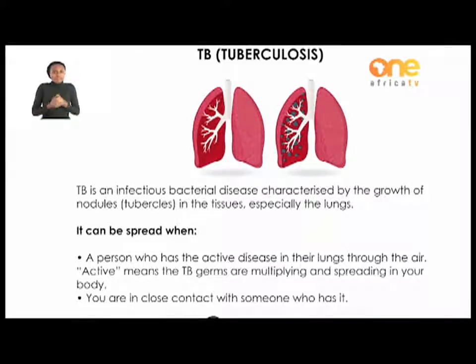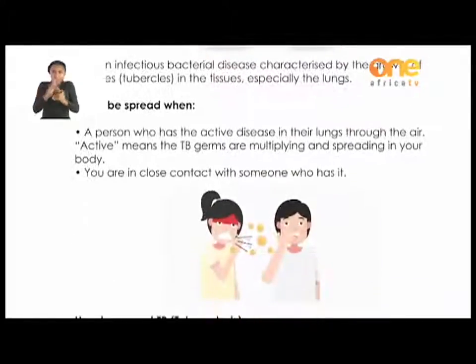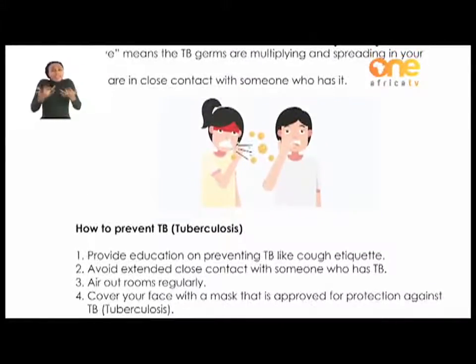How is TB or tuberculosis spread? It says it can be spread through the air when a person who has the active disease in their lungs coughs. Active means the TB germs are multiplying and spreading in your body. Or it can also be spread when you are in close contact with someone who has the disease. Right. So how do we prevent getting TB?